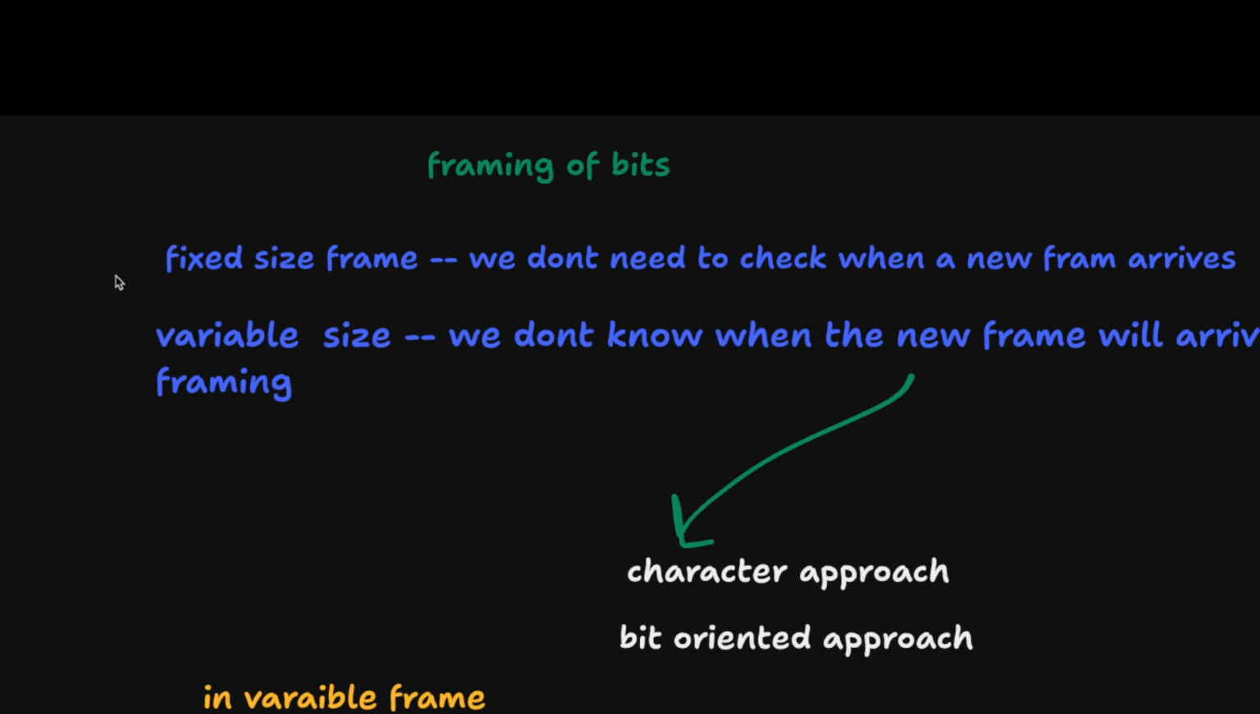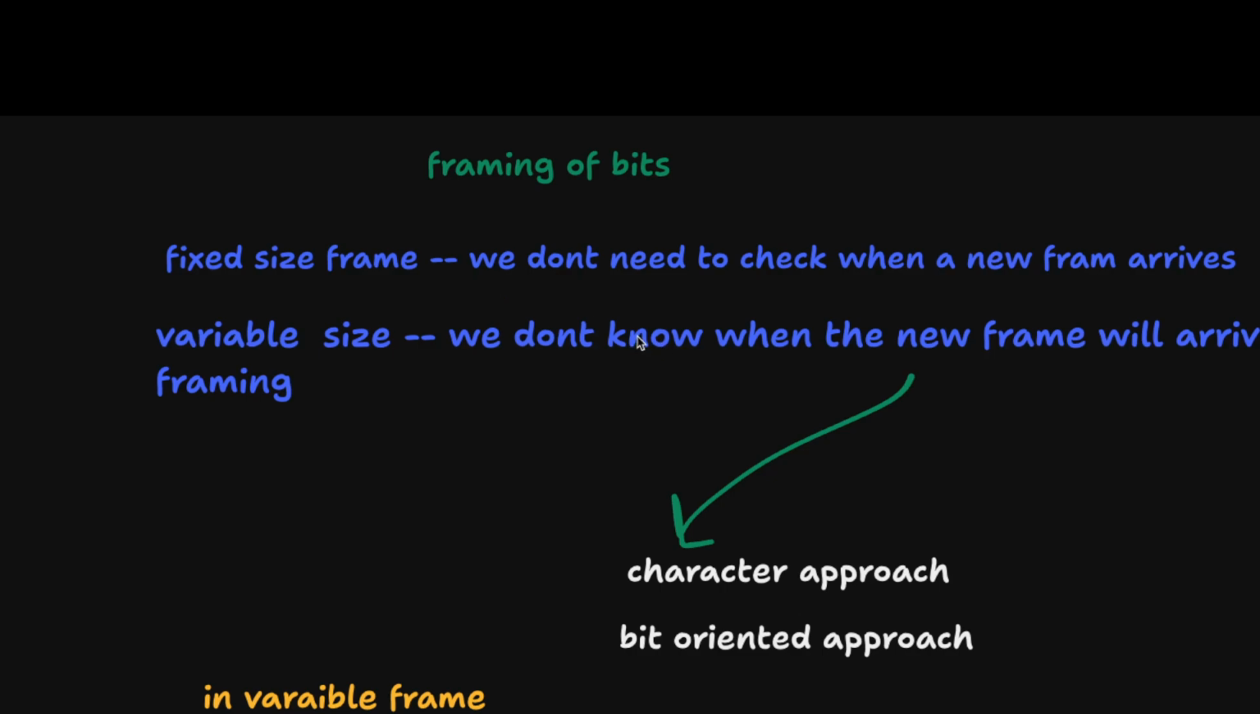Now there are two possible ways. One is you send a fixed size frame. Whenever a fixed size frame is sent, the receiver will know when the frame has completed, because it is fixed size. So we do not need to perform any checking whether the frame has ended or not. It is automatic, right?